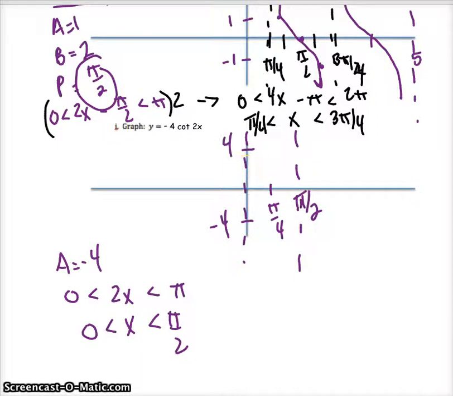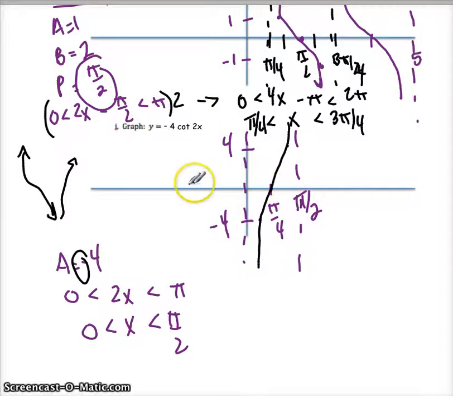Now, it's important to note that because a is negative, cotangent will no longer fall to the right. The negative causes a vertical reflection, so cotangent will rise to the right. So -4, 0, +4.